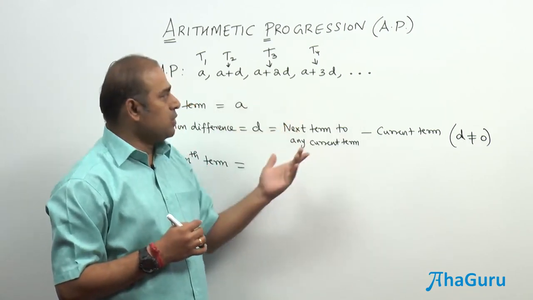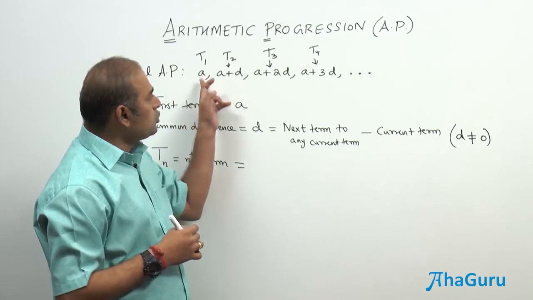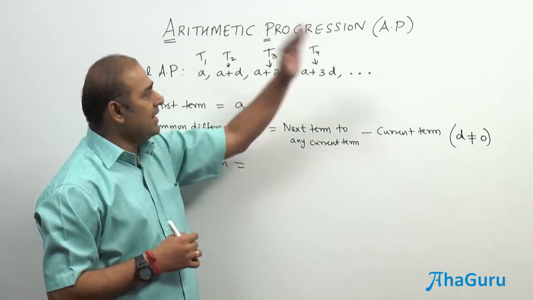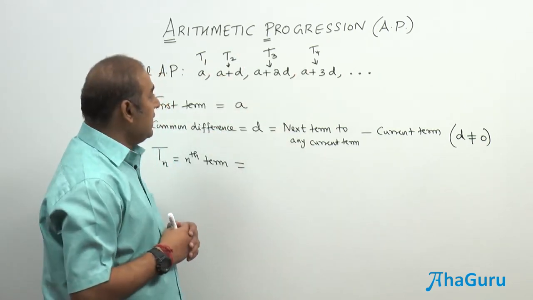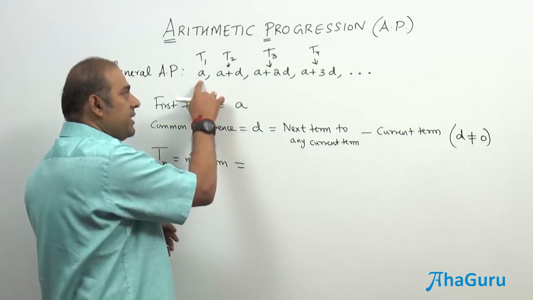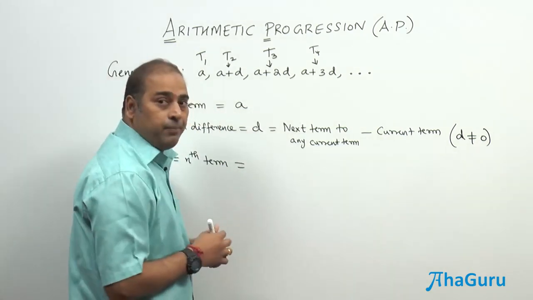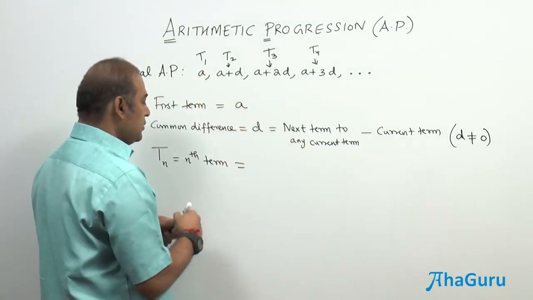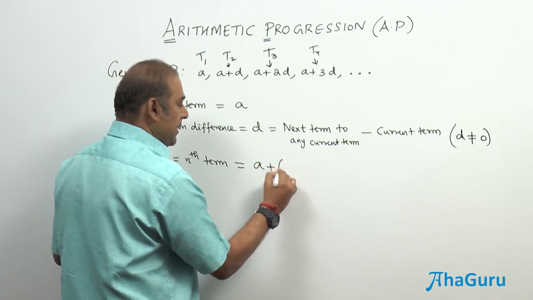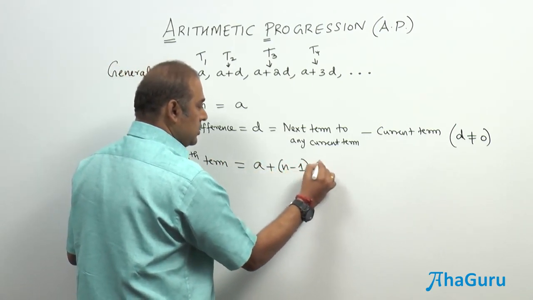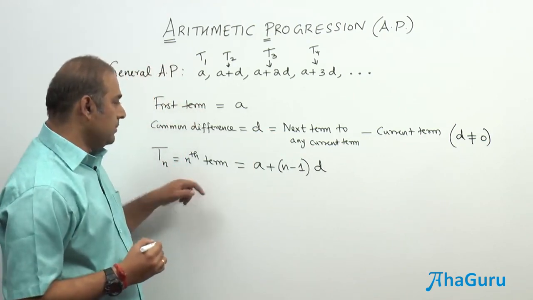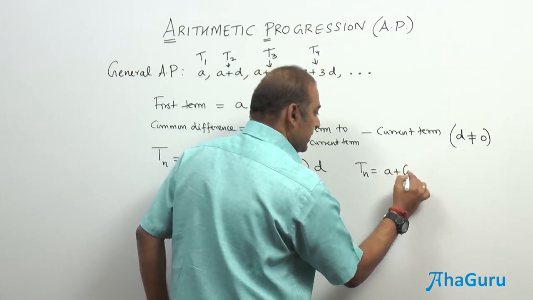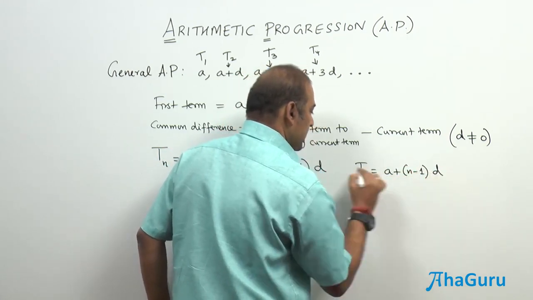The D can be positive or negative. So the first term is pushed by 3 D's to get the fourth term and 2 D's to get the third term. If you want to get the nth term, how many D's must you push? It is n minus 1 D's, because you already start from A. So the nth term is going to be A plus n minus 1 into D. That is the formula for Tn.